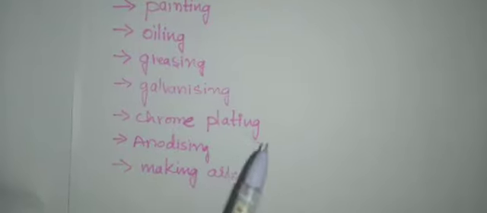Chrome plating is one kind of electroplating where they add a thin layer of chromium onto the metals. And next one is anodizing. Anodizing is an electrolytic method used to increase the thickness of the natural oxide layer on the surface of the metal parts.